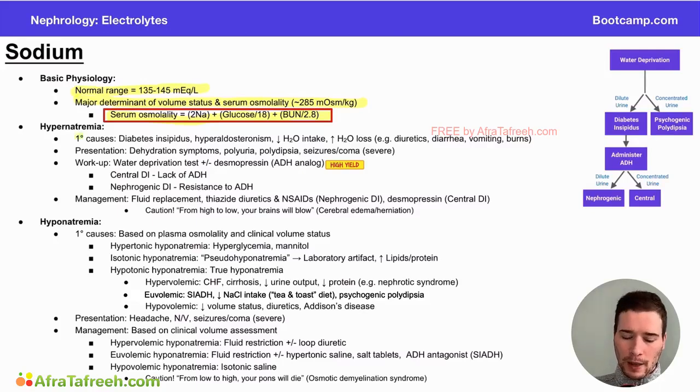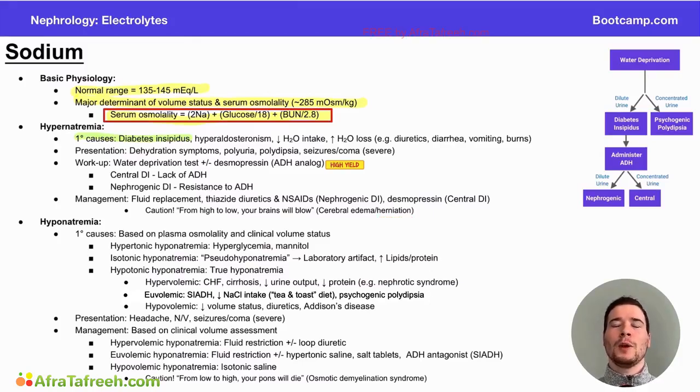The first one we're going to talk about is diabetes insipidus. And if you remember, diabetes insipidus is essentially a problem with ADH dysfunctioning, right? We either have central, where we don't produce ADH, or we can have nephrogenic diabetes insipidus, in which we do not respond to ADH appropriately. And remember, ADH stands for antidiuretic hormone. It works throughout the nephron to essentially retain free water.